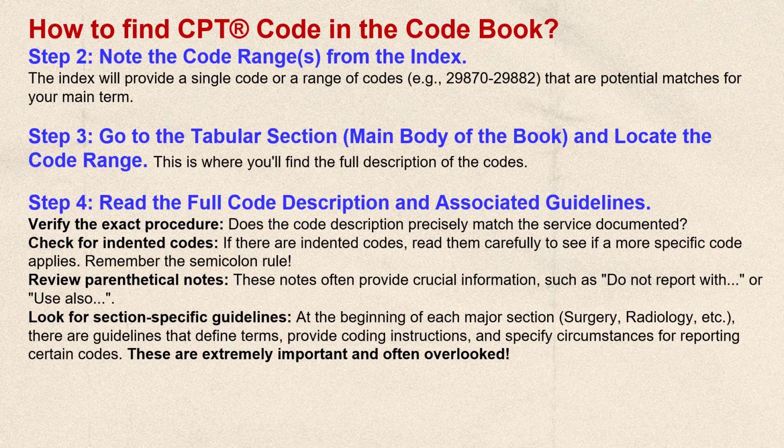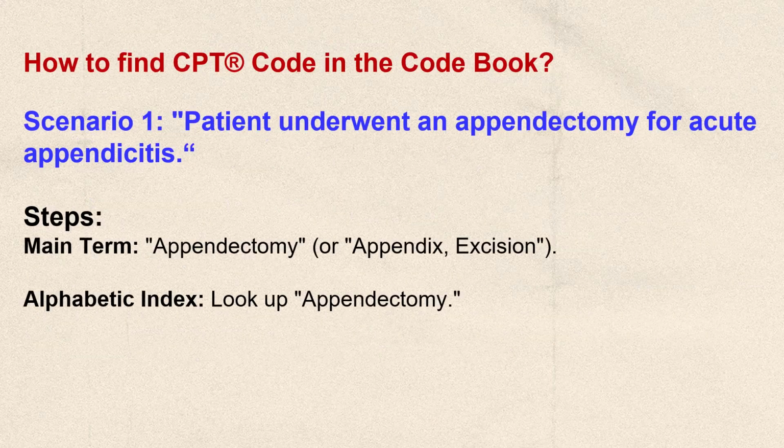At the beginning of each major section, surgery, radiology, etc., there are guidelines that define terms, provide coding instructions, and specify circumstances for reporting certain codes. These are extremely important and often overlooked. Let's see a real example.